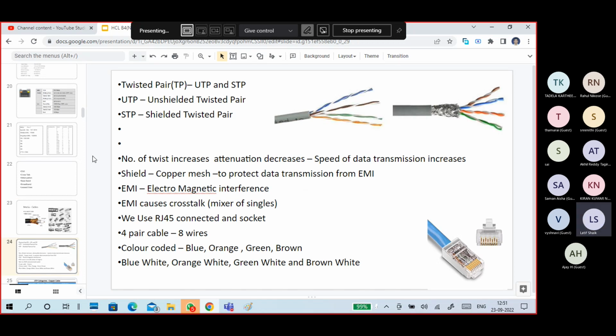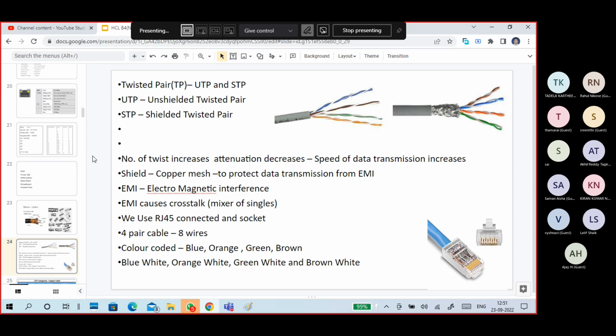What is this twisted pair? Of course, these are wires. In the twisted pair cable, we have 8 wires or 4 pairs. Each pair of cable twists around each other.